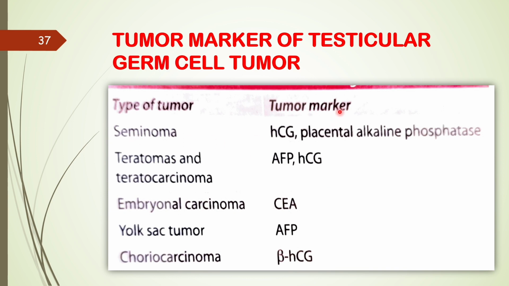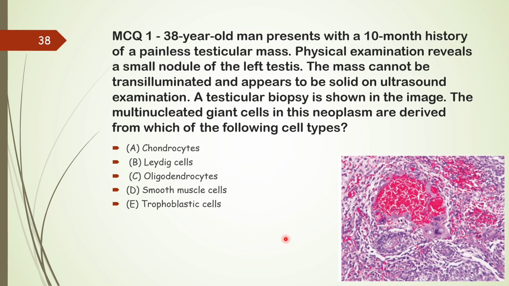In a seminoma, the detectable tumor marker is usually HCG, sometimes alkaline phosphatase. In a teratoma and teratocarcinoma, AFP, alpha-fetoprotein, and HCG could be elevated. In an embryonal carcinoma, carcinoembryonic antigen is elevated. In a yolk sac tumor, purely alpha-fetoprotein will be elevated in the blood. While in a choriocarcinoma, there is a tremendous increase in beta HCG level. All right.